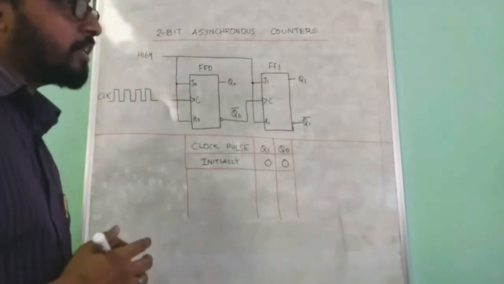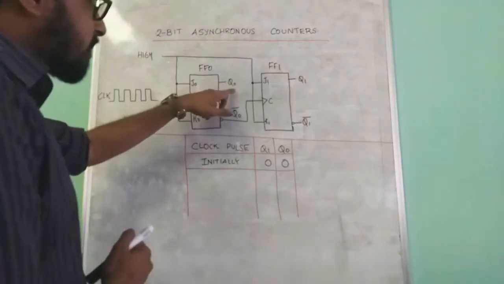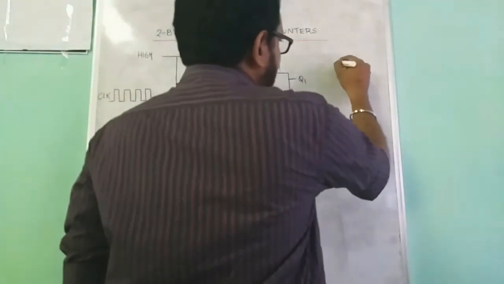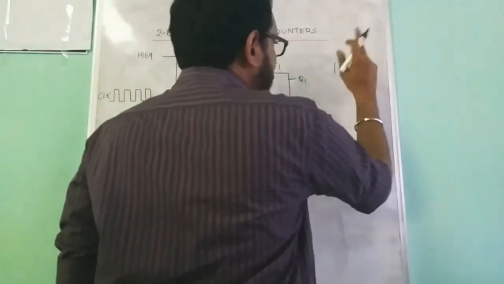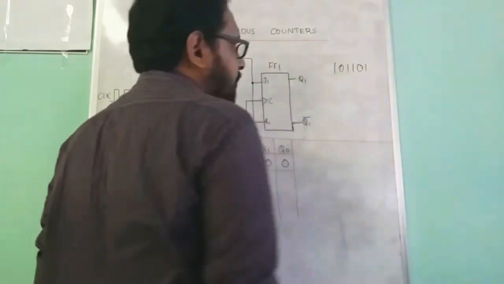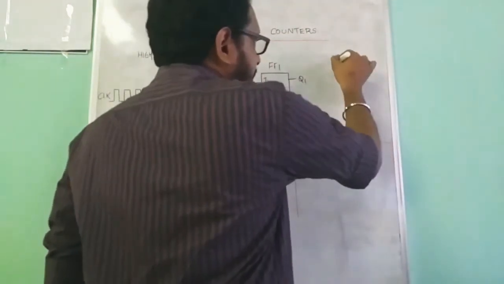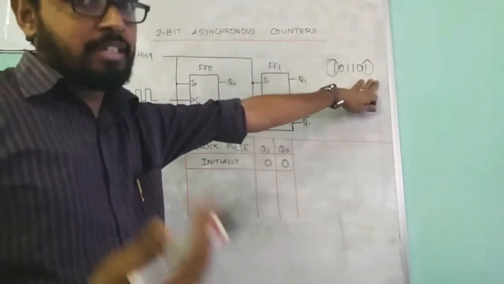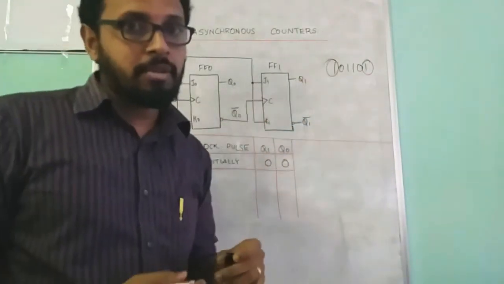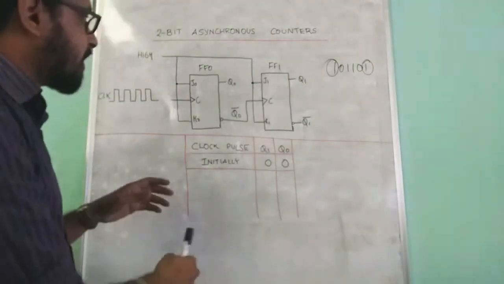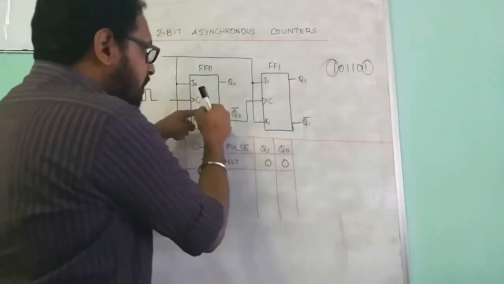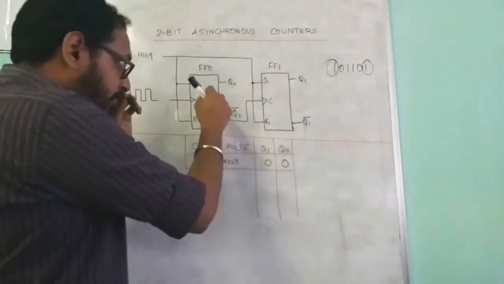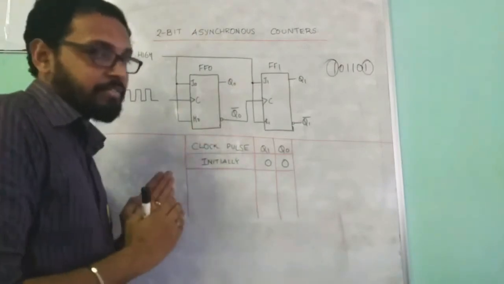The first thing we need to understand is the LSB. Say, for example, we have a number 101101. This is the LSB, the least significant bit, and this is the most significant bit. So the first flip flop holds the LSB, the least significant bit, and this will be the MSB.